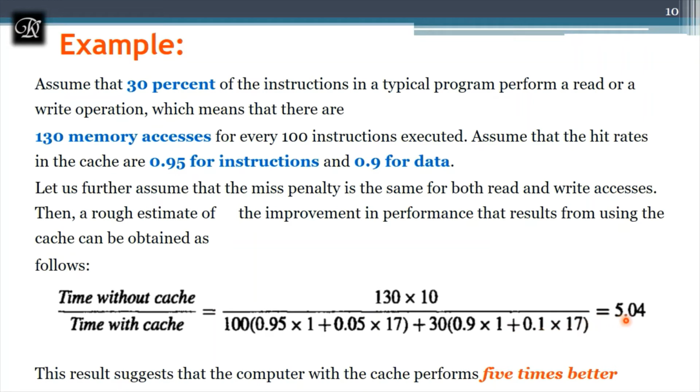Now we got 5.04. The result suggests that with cache we are improving the performance of the computer about 5 times compared to without cache. This is how, by introducing one level of cache, we can improve the performance by 5 times.